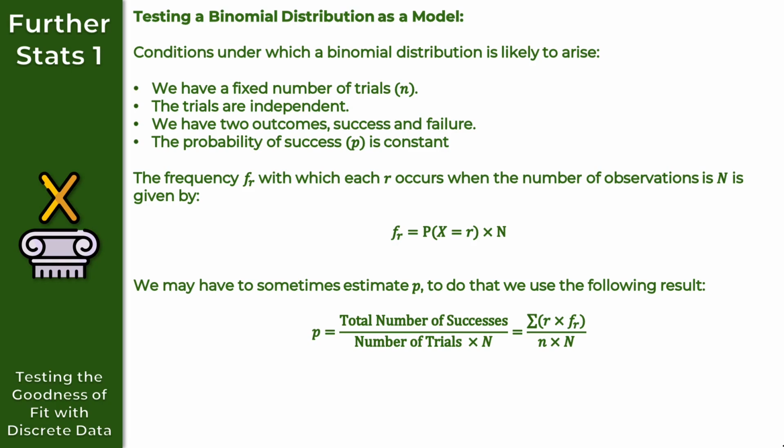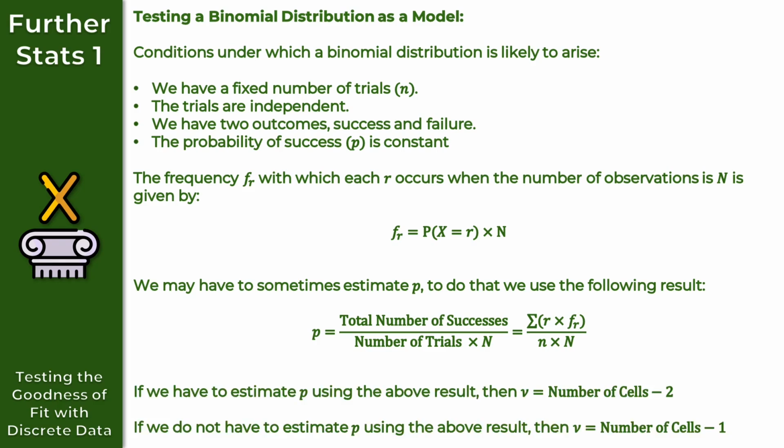So p is equal to the total number of successes divided by the number of trials times n here. Mathematically, the way that we define that is sigma r times f subscript r divided by n times n. That might look a little bit confusing on the surface, but we will see that as we work through our examples for testing the goodness of fit with discrete data. So don't worry too much about that for now.